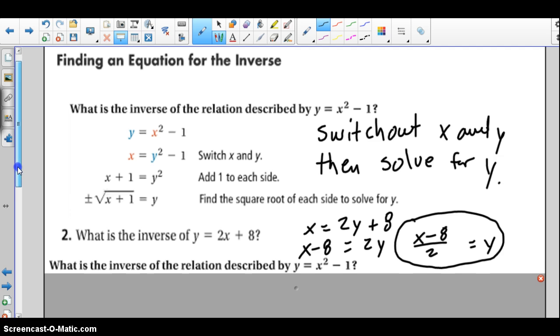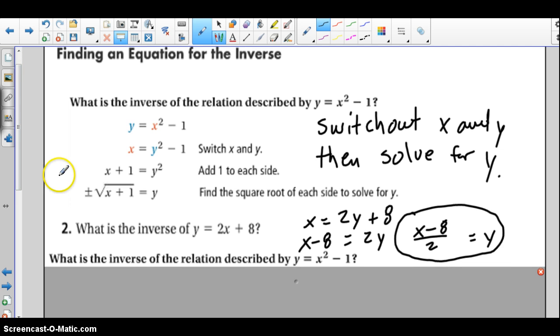Let's take a look at finding an equation for the inverse. Again, switch out the x's and y's, then solve for y. So they've given us this function, y equals x squared minus 1. And they want us to find the inverse. This is a great note to take. Switch out x and y, then solve for y.